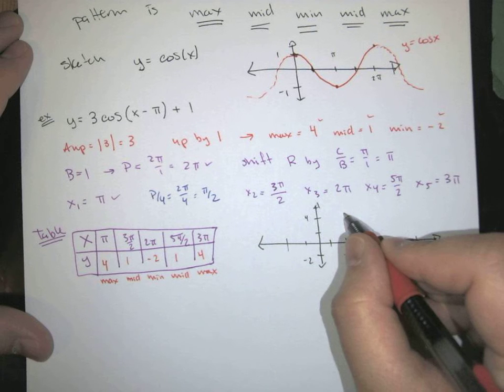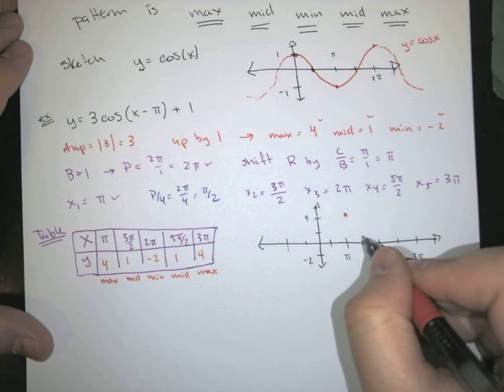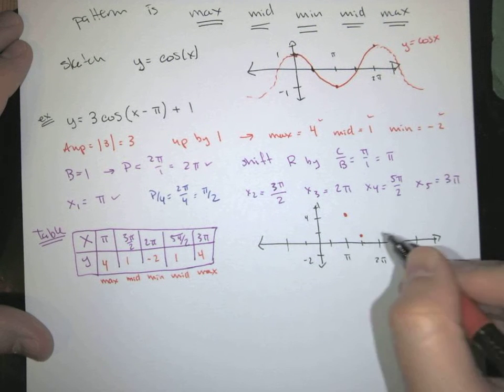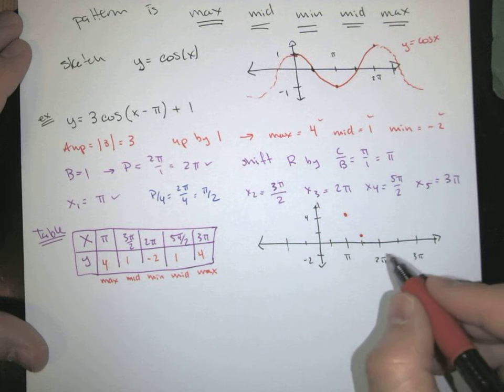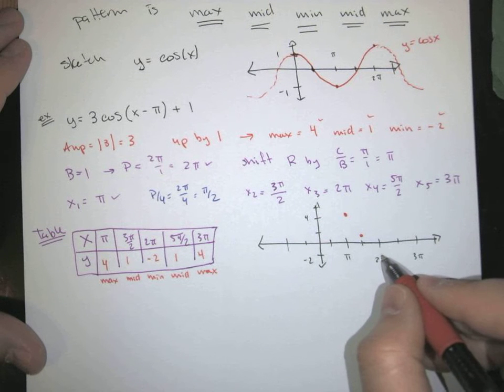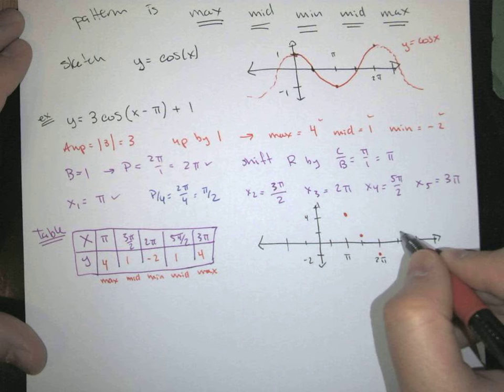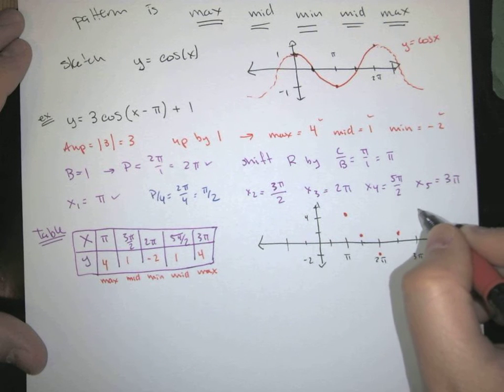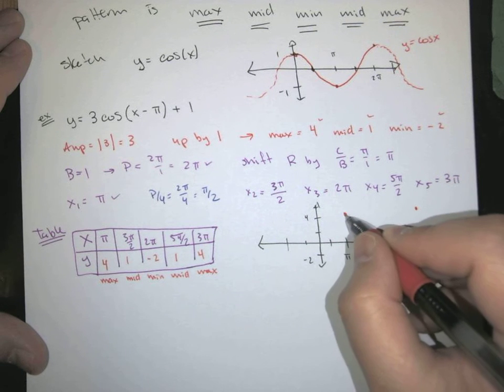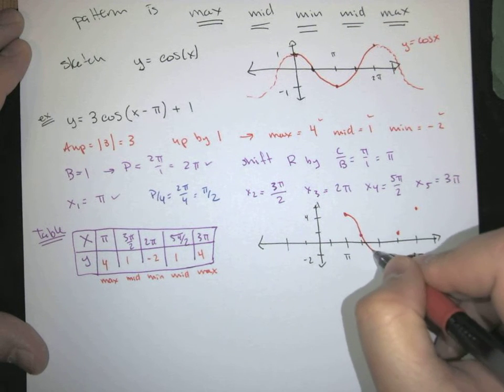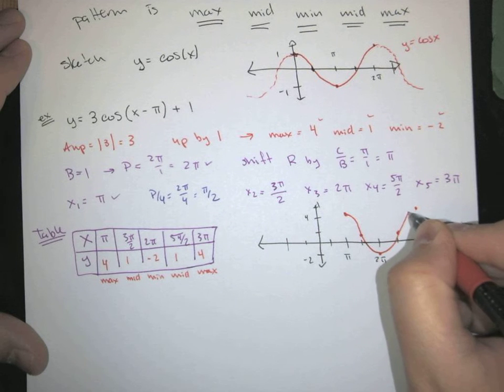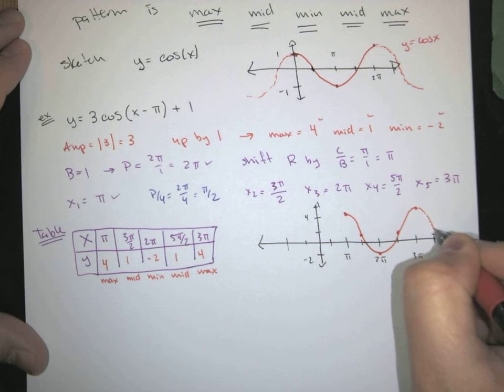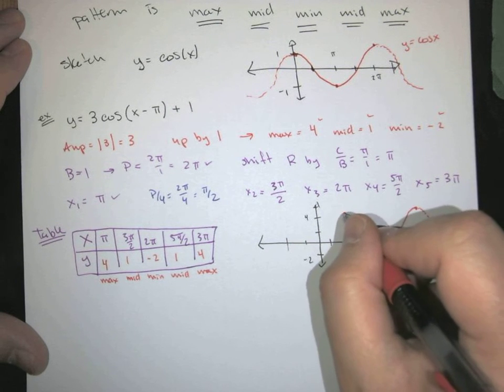Starting at pi, we're up at the max. Here we're in the middle, which we'll have to kind of eyeball, right? +1. 2 pi, we're at the minimum, which is -2. We're going to back up to the middle, back up to the max. Like so.